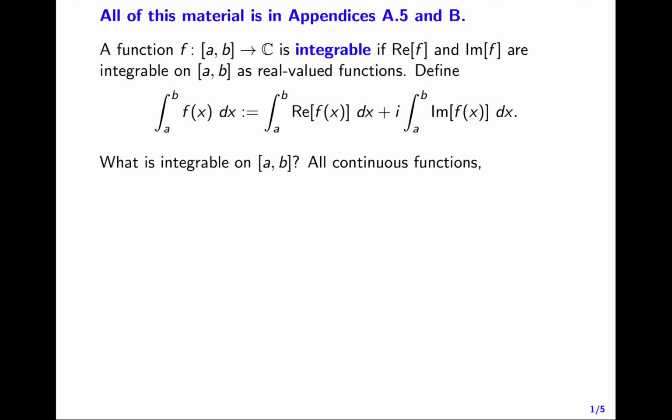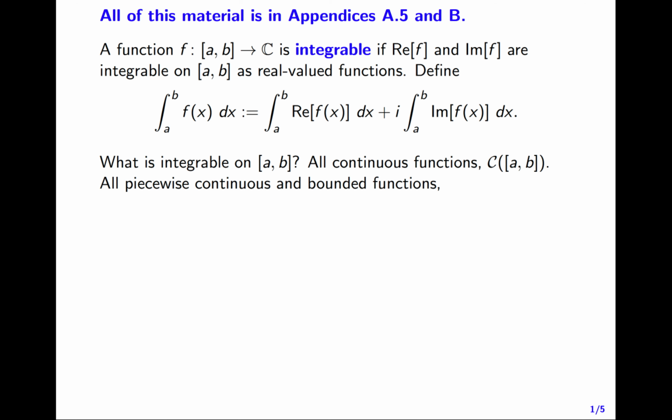All continuous functions are integrable. So if f is continuous on the interval a to b, its integral exists. That is, all functions in the function space C of a to b. All piecewise continuous and bounded functions. So we don't want any vertical asymptotes, but we can have a nice tame jump discontinuity.